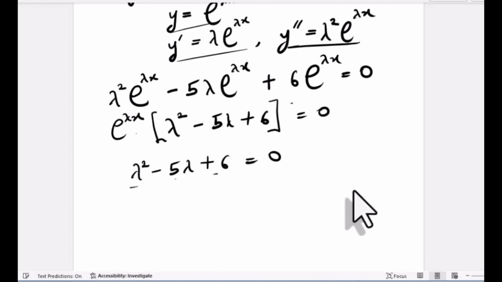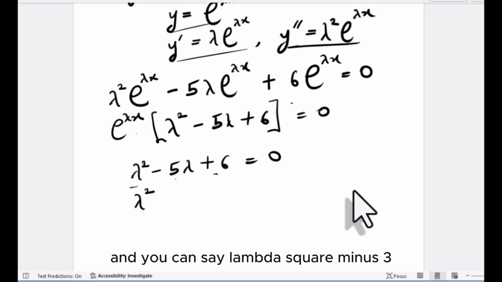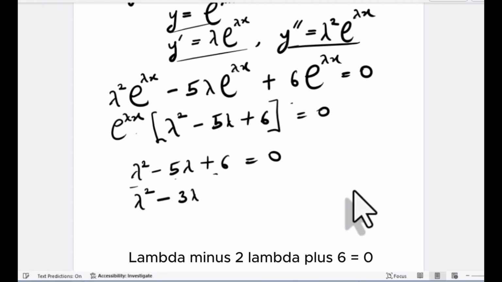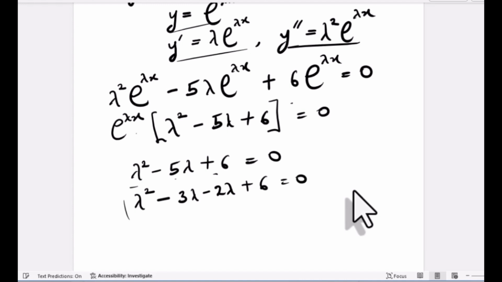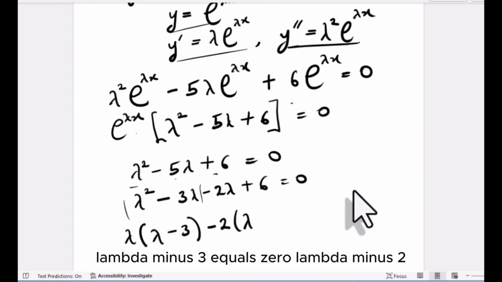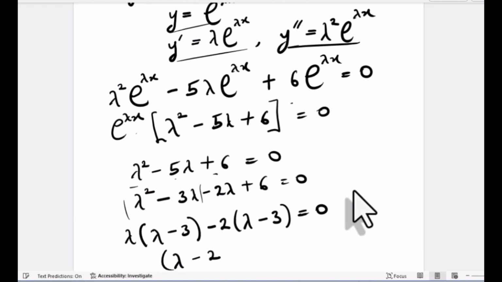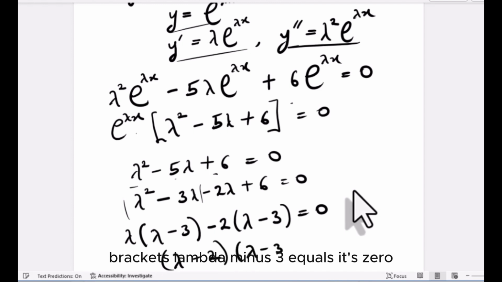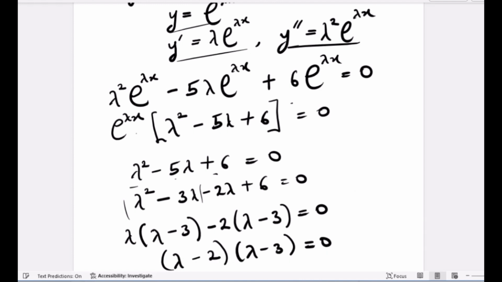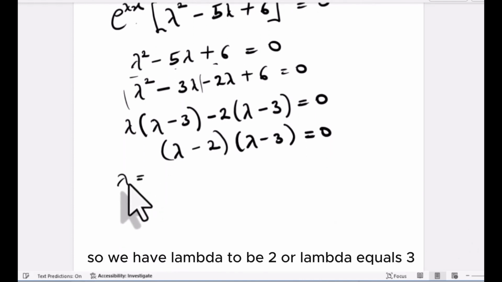You need to solve for lambda, and you can say lambda squared minus 3 lambda minus 2 lambda plus 6 equals 0. You have lambda, lambda minus 3, then minus 2, lambda minus 3 equals 0. So lambda minus 2 in brackets, lambda minus 3 equals 0. So we have lambda equals 2 or lambda equals 3.